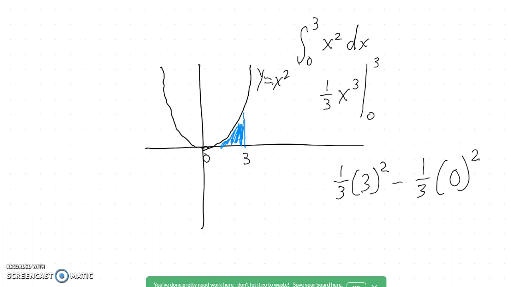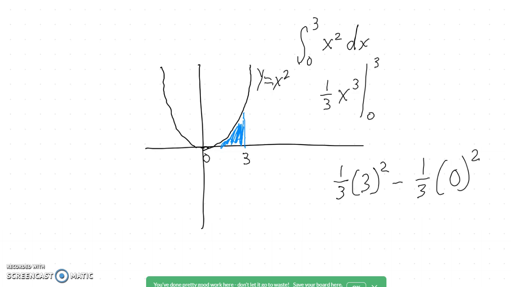and indicated the area underneath the curve between 0 and 3. The way that I would represent that is by writing the integral from 0 to 3 of x squared dx. What that means is the area over here. We're talking about this area.